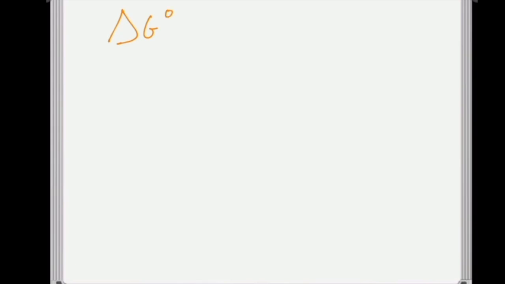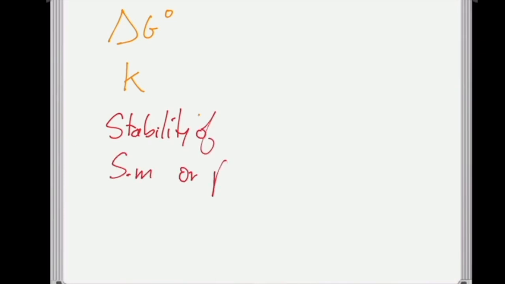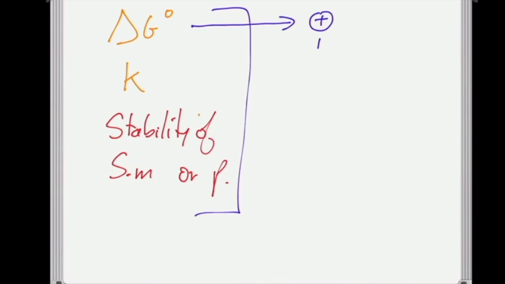Delta G naught of a reaction, or K, are saying something about the relative stability of starting materials or products. These three things describe the same thing. In other words, if the delta G naught of a reaction is positive, that immediately means that K must be less than 1, which also means starting materials are more stable.